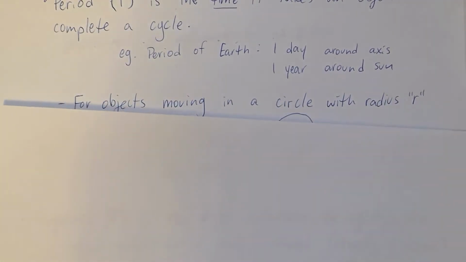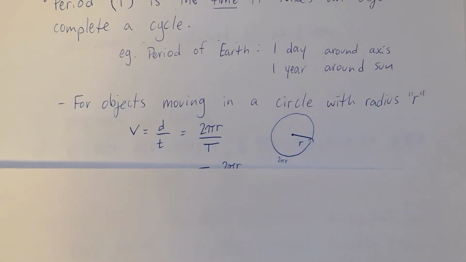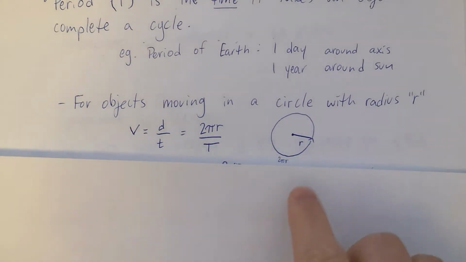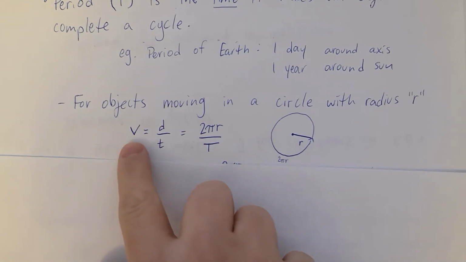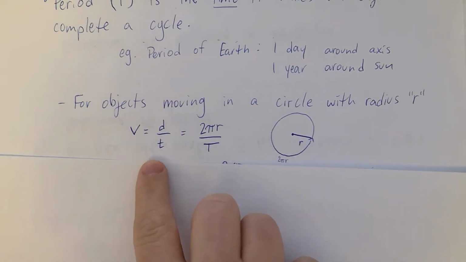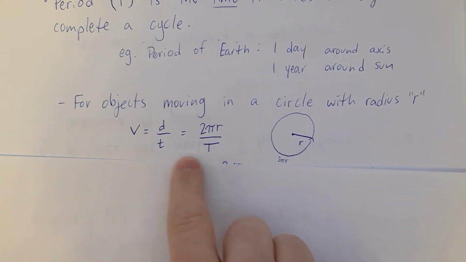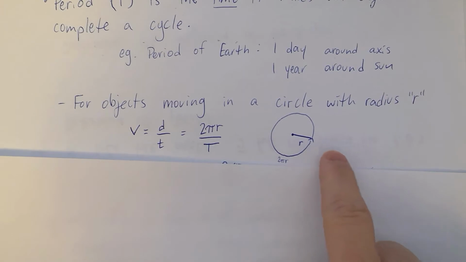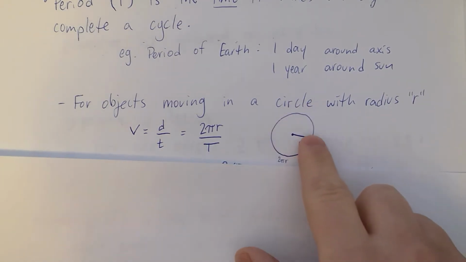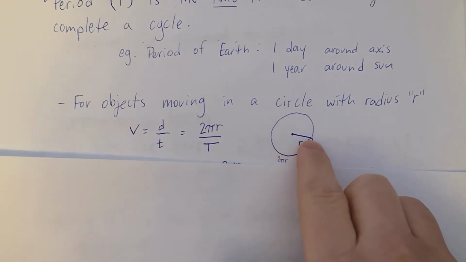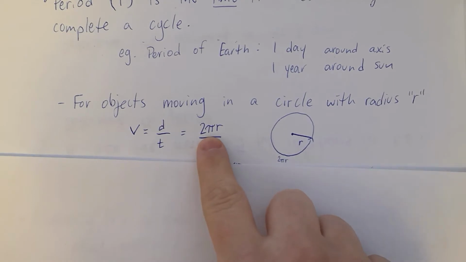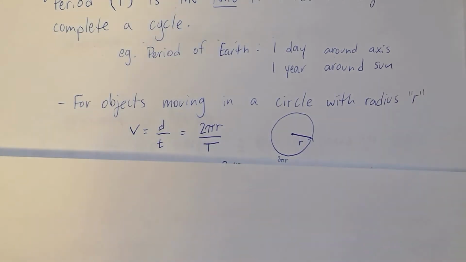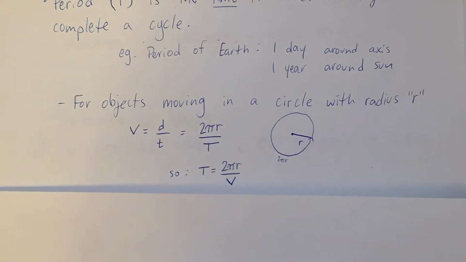For objects moving in a circle, got a little diagram here for you. I got a speed formula, distance over time. If you take the time to be 1 period, so again, capital T is the symbol for period, the time is 1 period, that means it made 1 full cycle, and the distance it goes in a circle is 2 pi times the radius. Okay, so shuffle that around a bit to give you a formula for period.